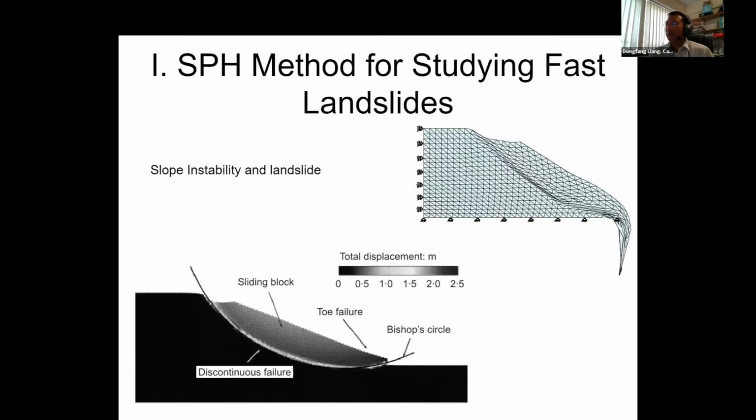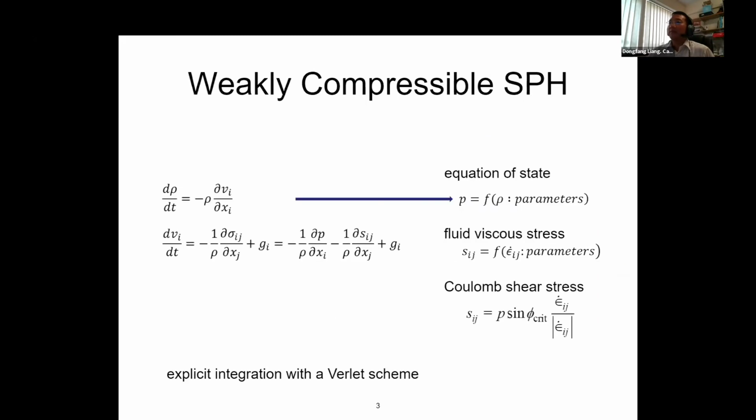has problems with the distortion of the grid because of the large deformation. The governing equations are the weakly compressible Navier-Stokes type equations, but in modeling soil movement, we replace the fluid stress by different soil constitutive models.